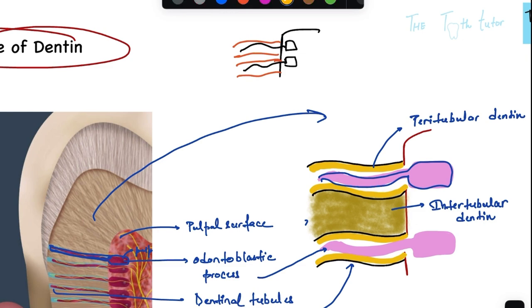Now, outside these dentinal tubules, I have dentin that is also dentin, but it is slightly different in composition. Okay, so between these dentinal tubules, I have something called intertubular dentin. So this is intertubular dentin. You can see over here as well.